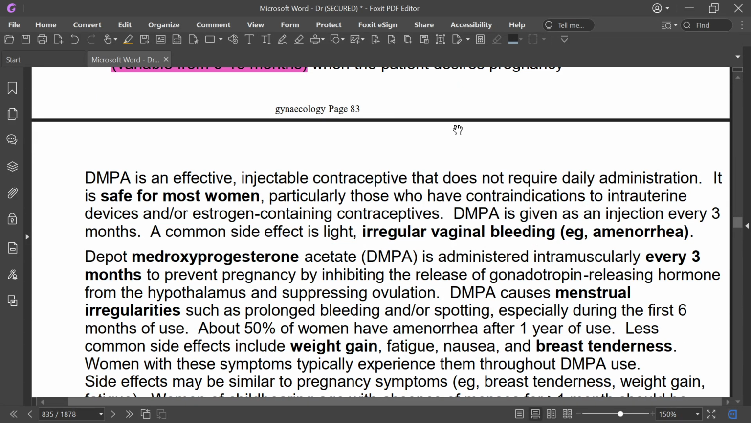DMPA is an effective injectable contraceptive that does not require daily administration. It is safe for women, particularly those who have a contraindication to IUD or estrogen-containing contraceptives. DMPA is given by injection every 3 months. A common side effect is light, irregular vaginal bleeding and amenorrhea. Depot medroxyprogesterone acetate is administered intramuscularly every 3 months to prevent pregnancy by inhibiting the release of gonadotropin releasing hormone from the hypothalamus and suppressing ovulation.